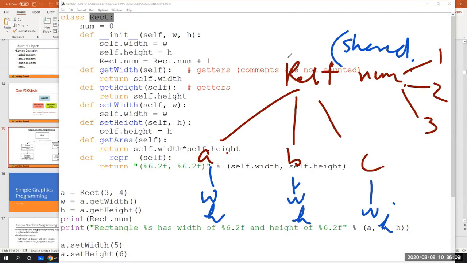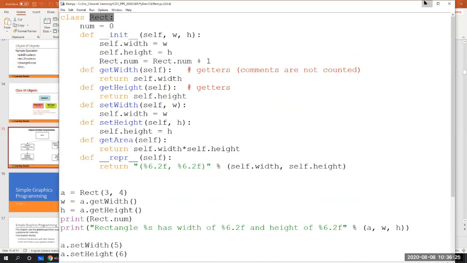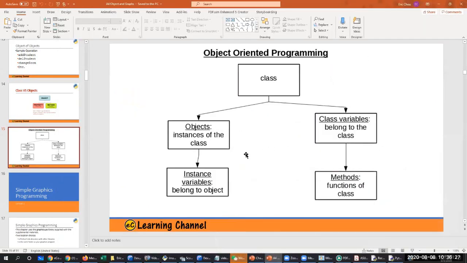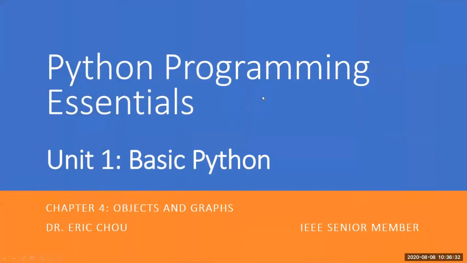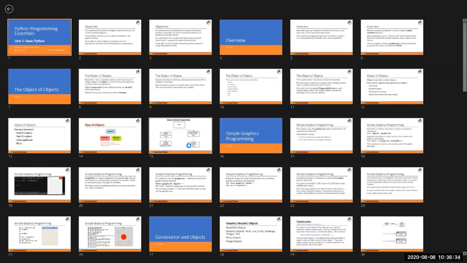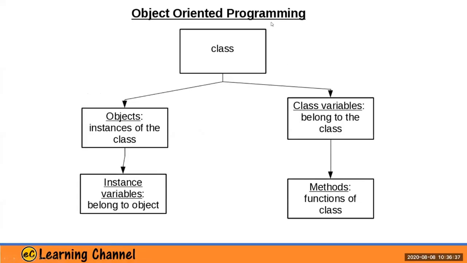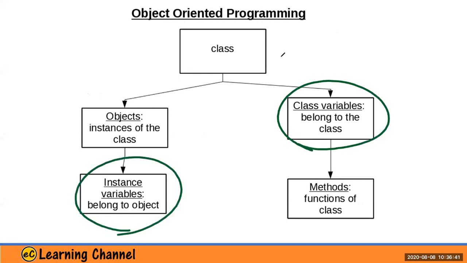So shared data, we put into a class variable, over here. Non-shared data, we put over here and use self. So that's the difference between the class variable and the so-called instance variable. That's what we list down over here. So that would be the class variable and the instance variable.